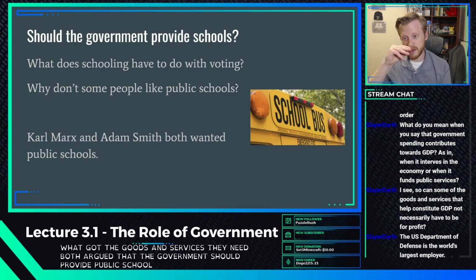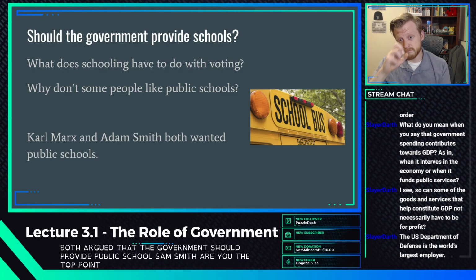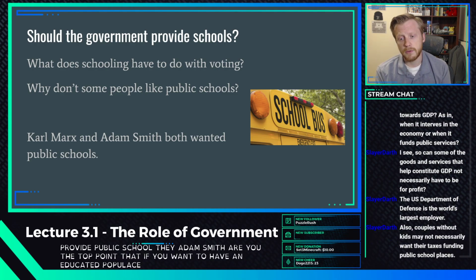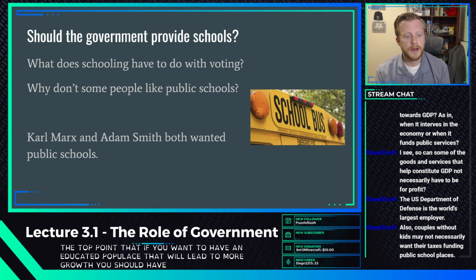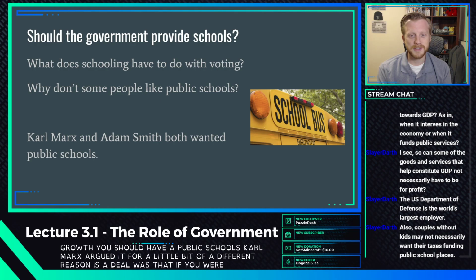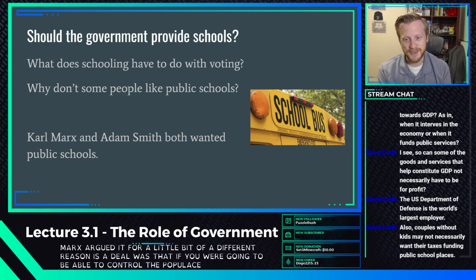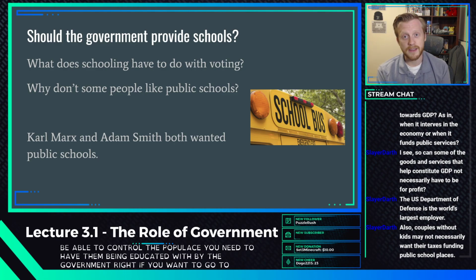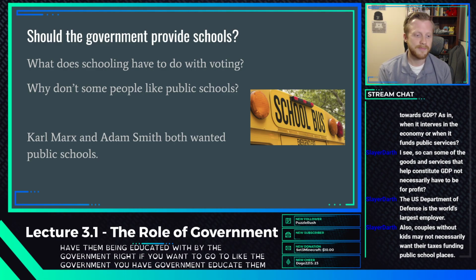Okay, Adam Smith argued the top point, that if you want to have an educated populace that will lead to more growth, you should have public schools. Karl Marx argued it for a little bit of a different reason. His idea was that if you were going to be able to control the populace, you'd need to have them being educated by the government, right? If you want people to like the government, you need to have the government educate them.